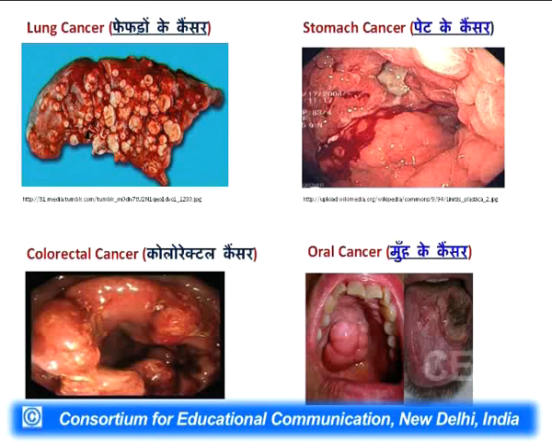And finally the oral cancer, which occurs in the mouth and the oral cavity. We can see that there is active growth of the cells or the tumors which have grown in the mouth, in the buccal cavity, as well as some growth in the tongue also.